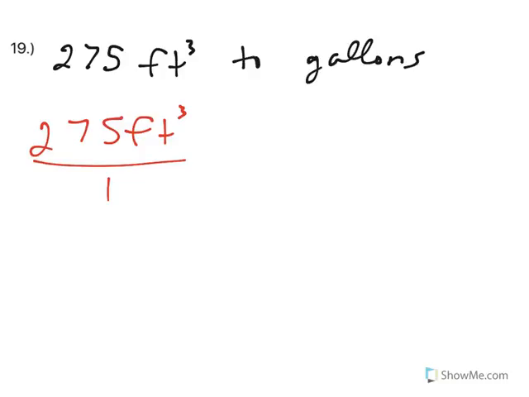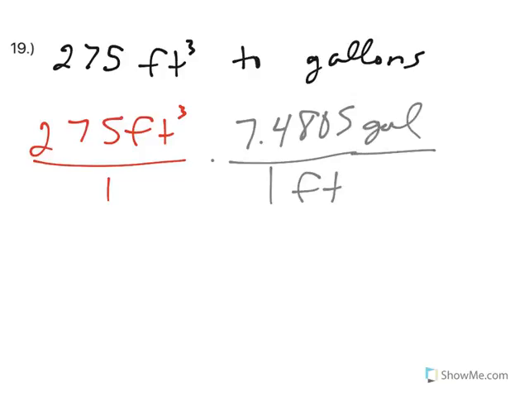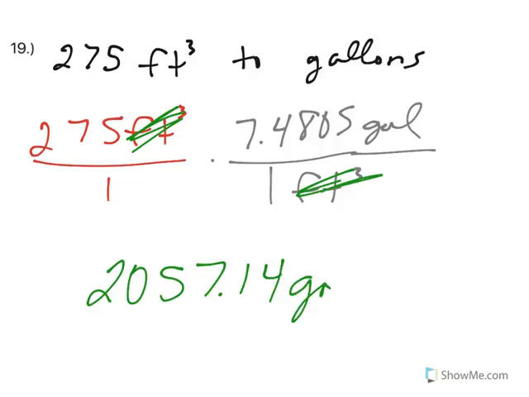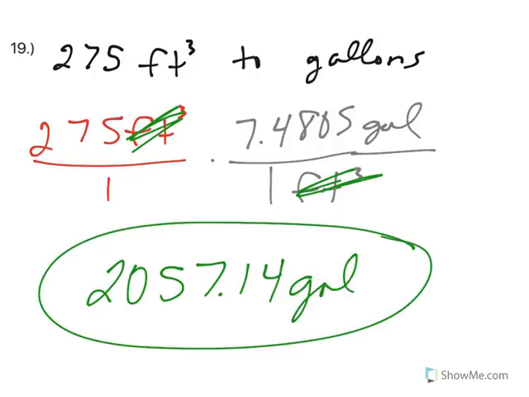with liquid. And we see from our conversion sheet that there are 7.4805 gallons in 1 cubic foot. Therefore, that makes your cubic feet go away. I multiply across, and I have 2,057.14 gallons for this particular problem. So it's all about finding the right identity ratio to use.